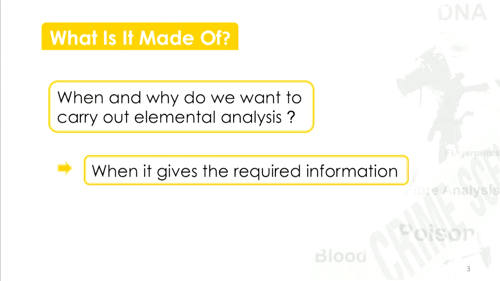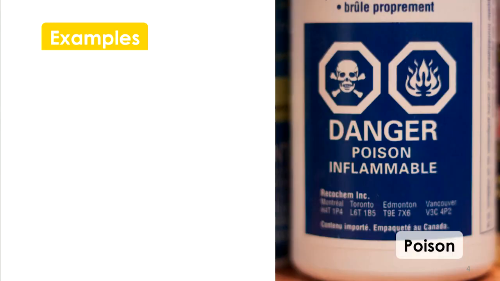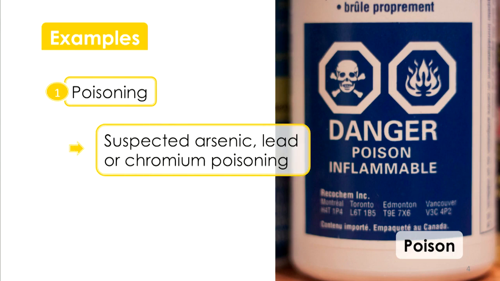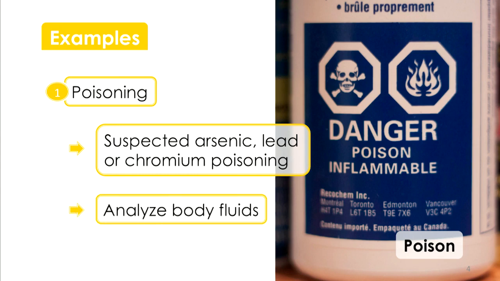So here are three examples. A poisoning. Suppose there's a suspicion that someone has been poisoned with a toxic element such as arsenic or a heavy metal such as lead or chromium. Then you would want to analyze the body fluids for the presence of those elements. We'll talk more about this in the lecture on toxicology.